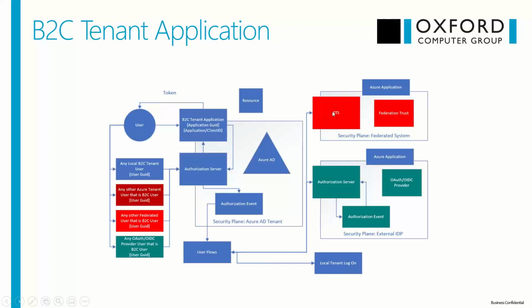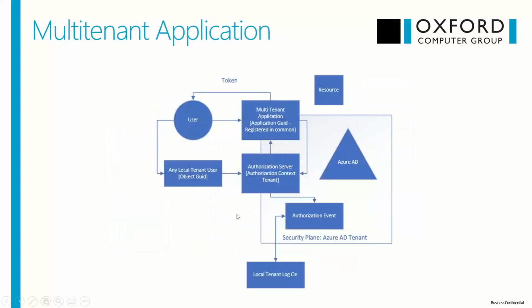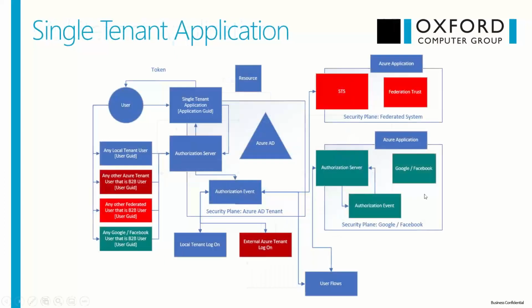And again, the same user flows here for the security token service of a federated environment and for an external IDP. The other difference is that in this environment, you can have any OAuth or OAuth 2 OpenID Connect provider that's an external IDP that you trust. And in this environment, you only have Google and Facebook.